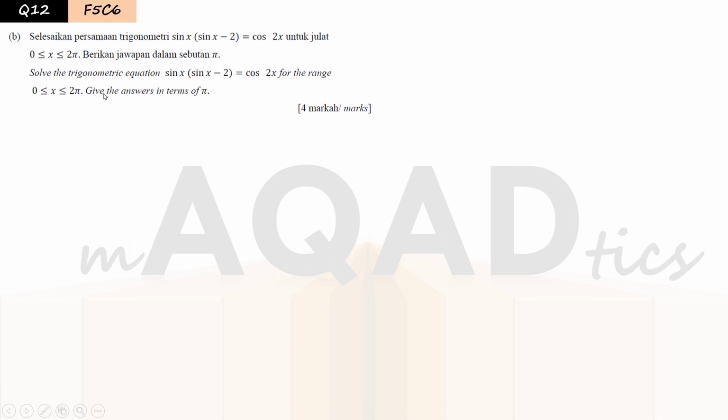For the next part, we need to solve this trigo equation for the range of x from 0 to 2 pi. If you see 2 pi, basically for our final answer later, we need to write it in radians. It says that the answers we need to give must be in terms of pi. So for the pi, we will remain it as it is. Let's not change them to 3.142. We just remain it as it is.